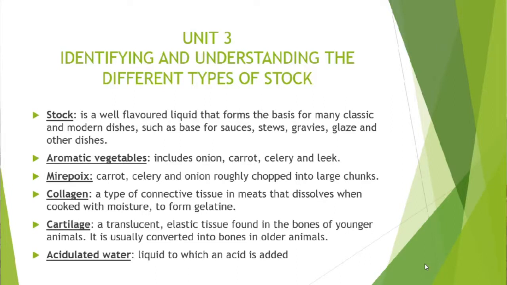Then we've got mirepoix. The mirepoix are the vegetables that we use when we prepare the stock. The mirepoix consists of carrots, celery, and also onion. They are roughly chopped into large chunks. Then the other term is collagen.